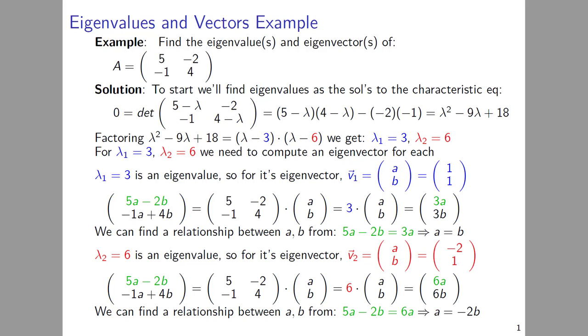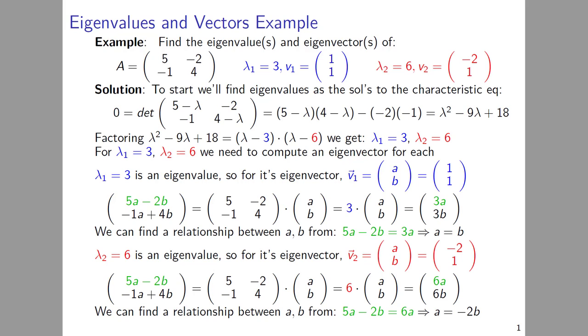So we can conclude that the matrix A equal to [5, -2; -1, 4] has the eigenvalue 3 with eigenvector (1, 1), and the eigenvalue 6 with the vector (-2, 1).